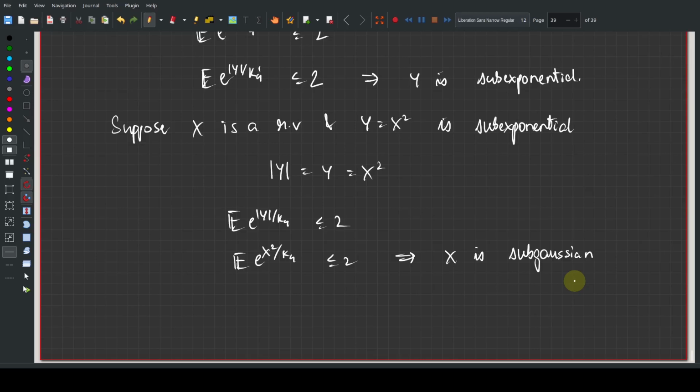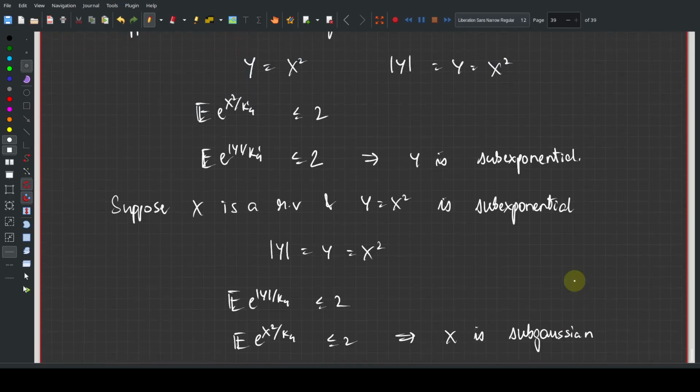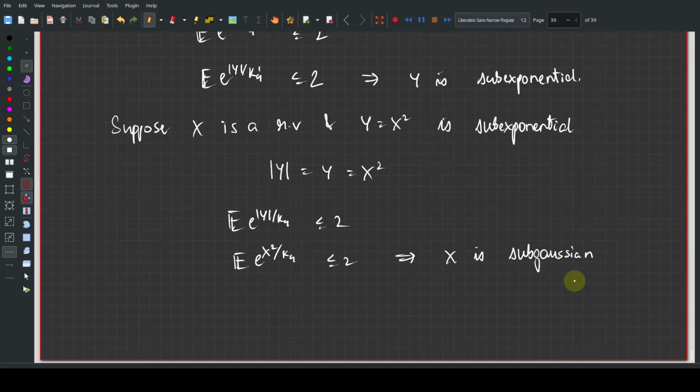Alright? Any questions? Yes, every sub-exponential is not sub-Gaussian. So what if we take a sub-Gaussian variable x and square it? That also is sub-exponential. If you take a sub-exponential variable x and square it, you are not guaranteed.